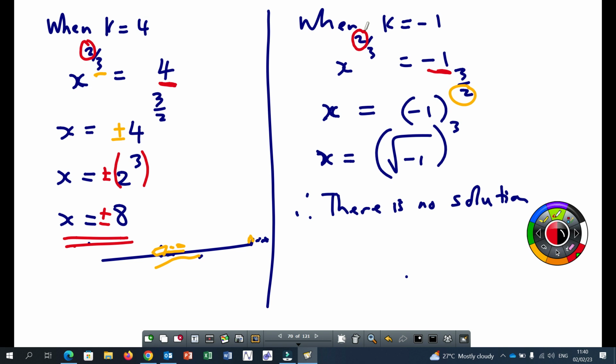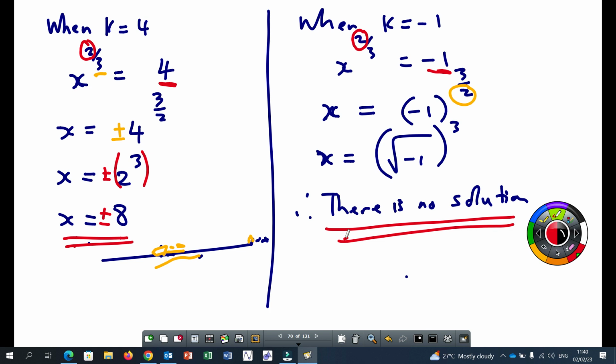We could only get a solution if the numerator was odd and the denominator was also odd. But in this case, the numerator is even. The number on the right hand side of the exponential equation is negative. So no solution. Is that clear to everybody? So I showed why we don't have a solution here.